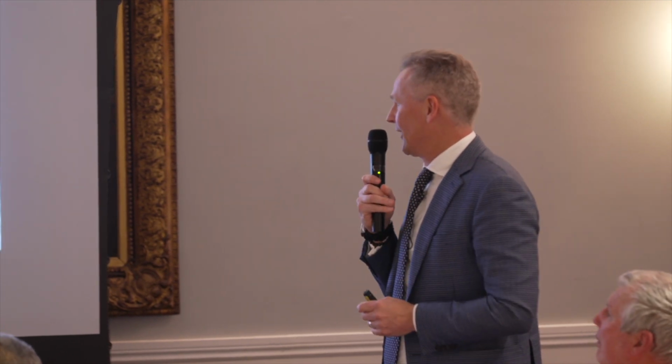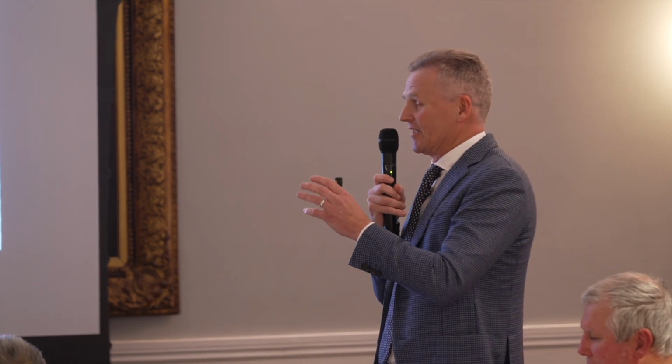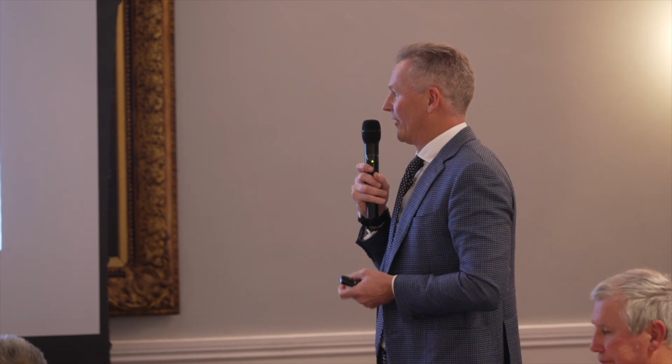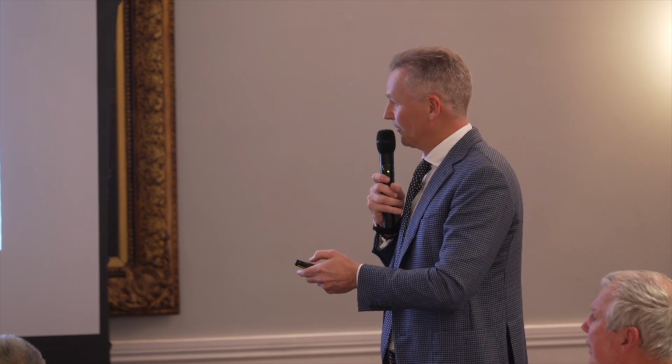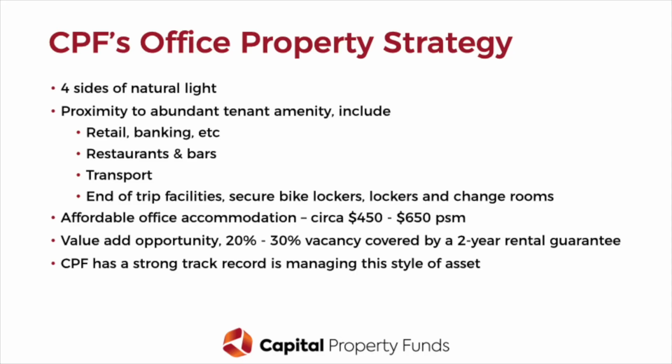What you'll find too is that you'll get a slightly higher yield. If you buy a building in Barangaroo, and I'm not poo-pooing those sort of assets, they're very good assets, the income yield off those assets will be lower. Instead of being a 6 or a 7, it'll be a 4 or a 5. Whereas we're looking to provide a higher yield and a higher total return. If I look at the affordability, that 450 to 650 per square metre is what we look for. And we've got a good track record of managing this style of asset.